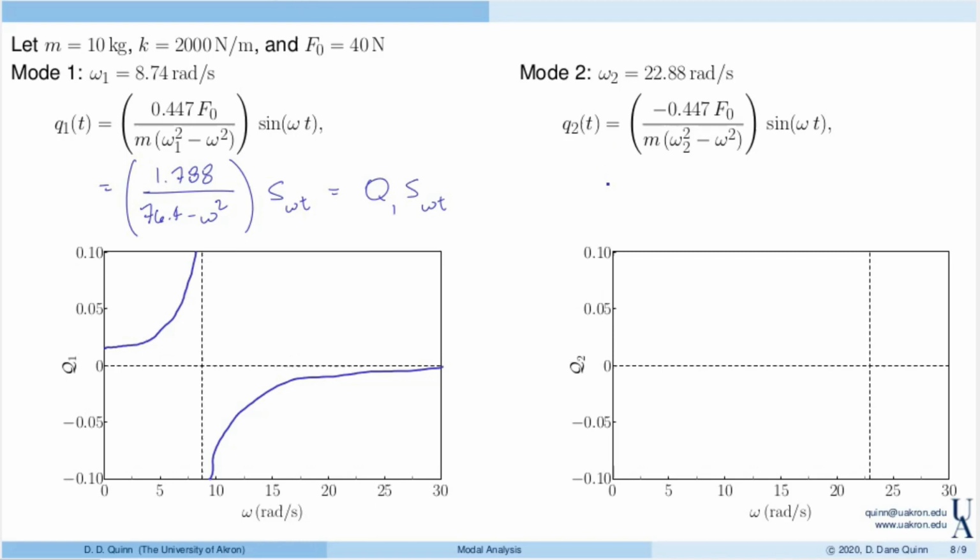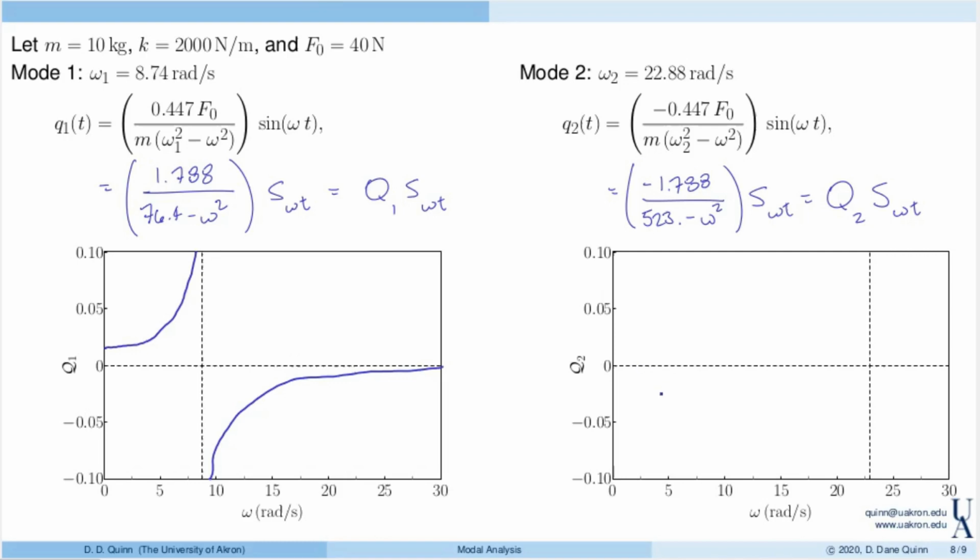For the second mode, we can do the same thing. And this reduces to minus 1.788 divided by now 523, which is the square of the natural frequency, minus omega squared, sine omega t, which again is the modal amplitude sine omega t. So this mode 2 blows up when the excitation frequency, the forcing frequency, is equal to omega 2.